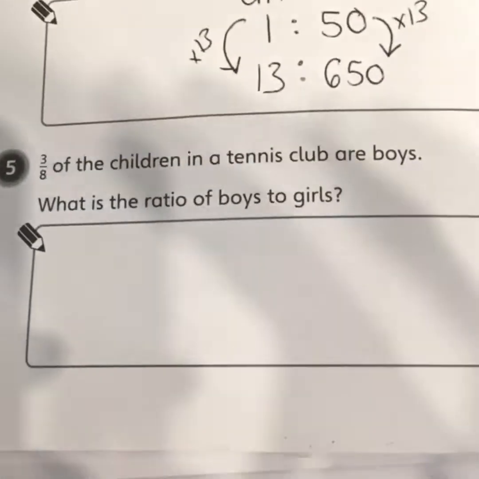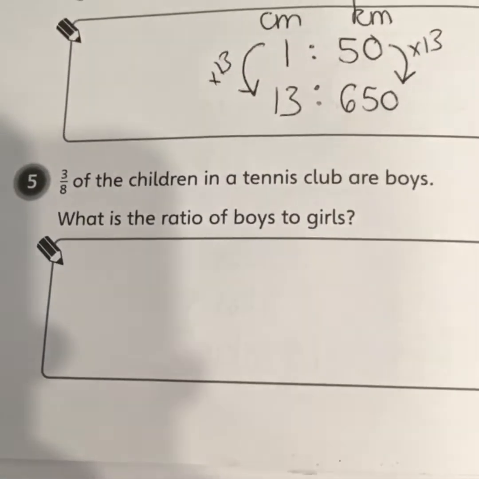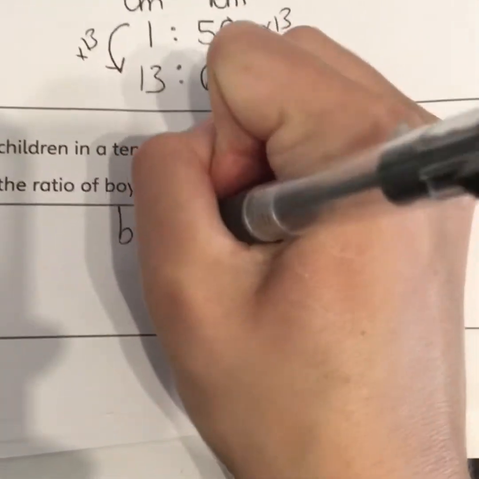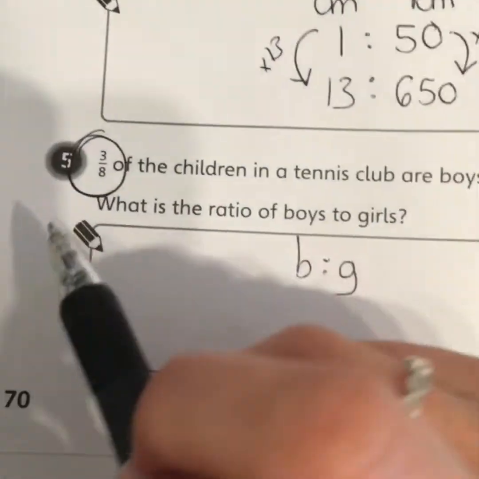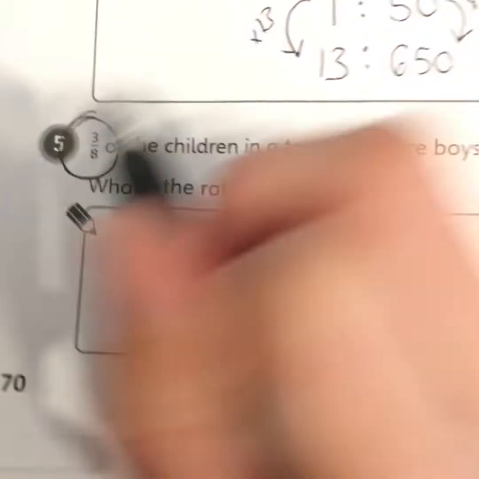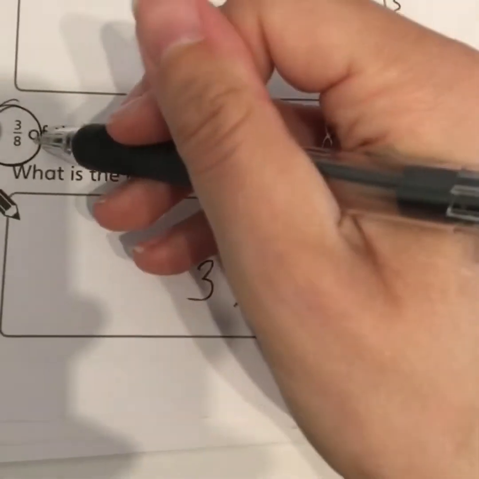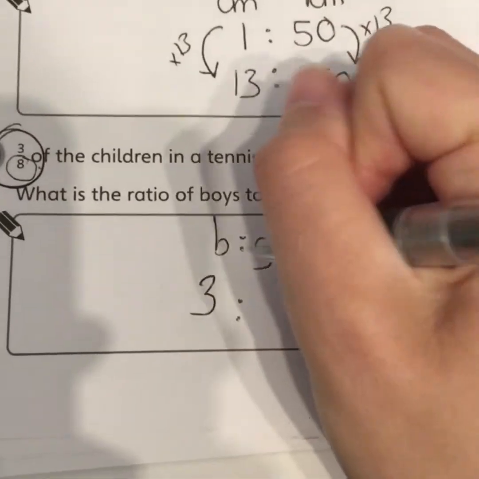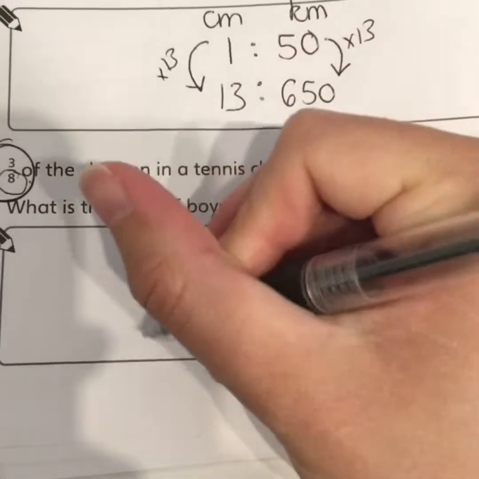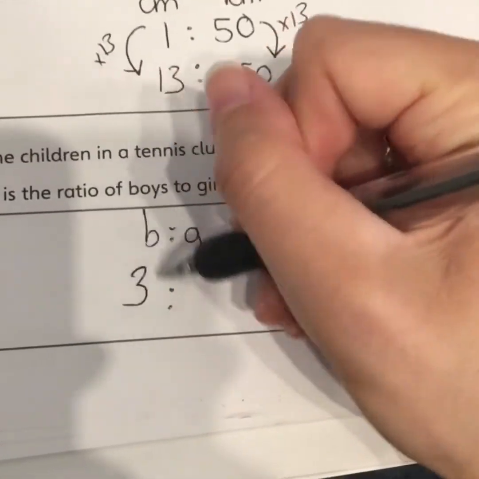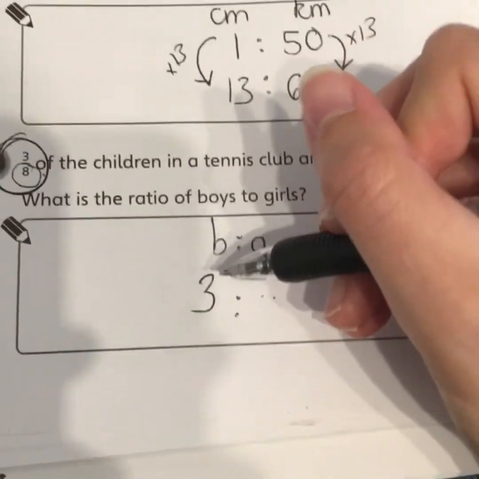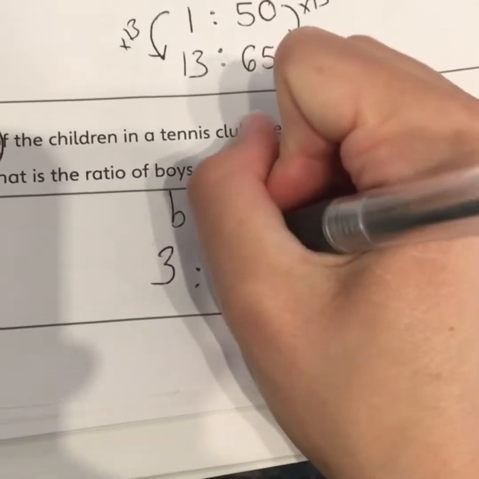Next one. 3/8 of the children in tennis club are boys. What is the ratio of boys to girls? Right, so boys to girls. This 3/8 is telling me here that there are how many boys? 3. There's 3 boys out of 8. So if it's out of 8, the denominator is 8. The total altogether needs to be 8. So the ratio of boys added to the ratio of girls needs to equal 8. 3 add what is 8? Well, it would be 5.